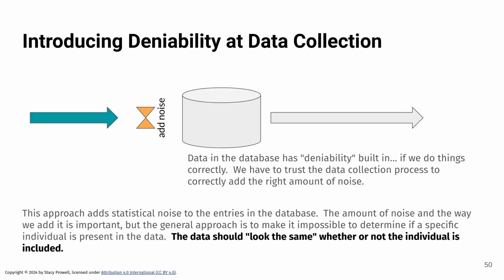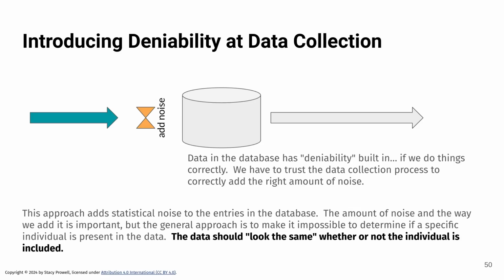So we have two models. Data is coming in, we add noise to the data, and then the data in the database has noise built into it. It has deniability built into it. If the database leaks, so what? The data looks the same whether a particular individual is included or not. I can't distinguish, right? So let's say, is Joe in the data? Well, if Joe were in the data, it would look like it does, I guess. And if he weren't there, it would still look like it does, because of the noise we've added. It's impossible to determine if a particular person is present.